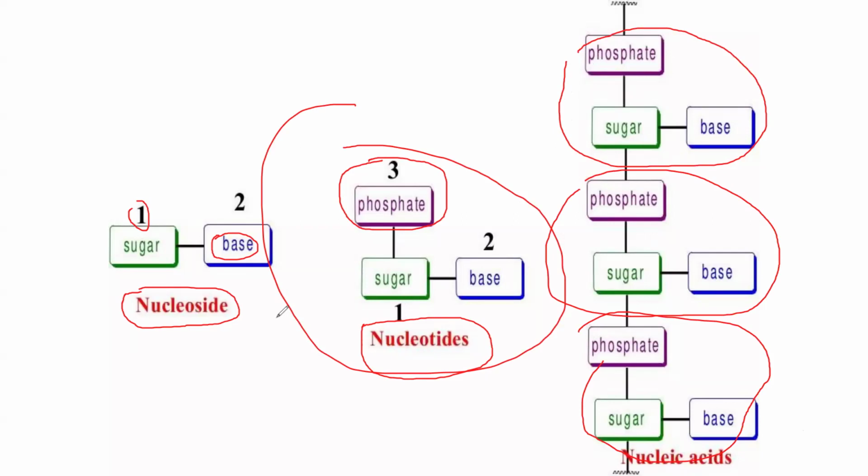So ladies and gentlemen, at this point, you should understand that we have nucleosides and nucleotides. The nucleoside is made up of sugar and base. For the nucleotides, we have sugar, base, and phosphate. And the nucleic acid is made up of repeating units of these nucleotides.